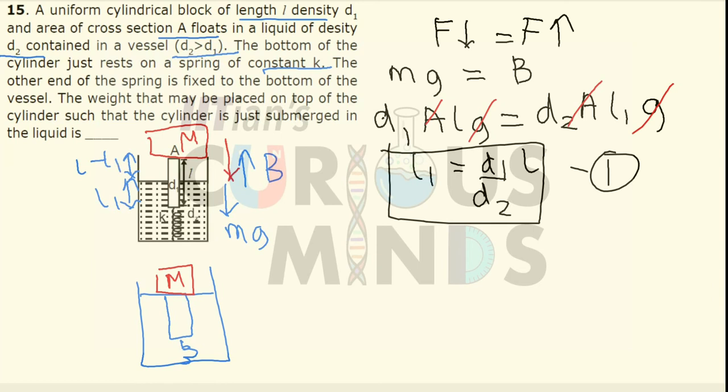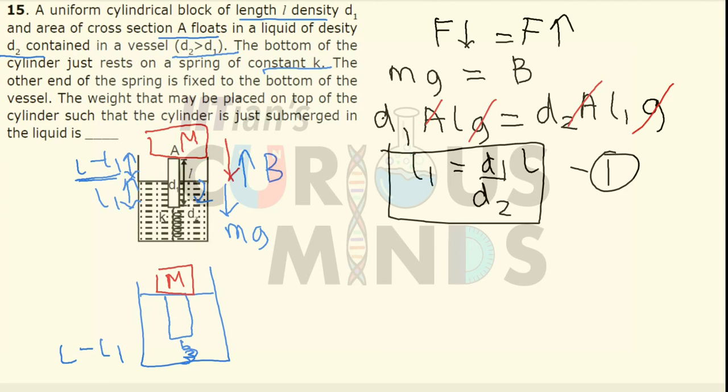Now you can clearly see that the spring is compressed in the second case. By what length is it compressed? The cylinder had a length L. Of that, L minus L1 was floating outside the liquid. Now when I put a mass m on the top of the cylindrical block, it means that L minus L1 has gone inside the liquid. It means that the spring has been compressed by a length of L minus L1.